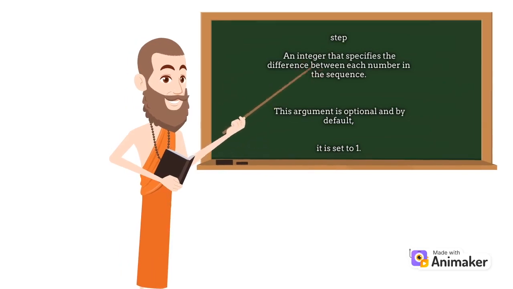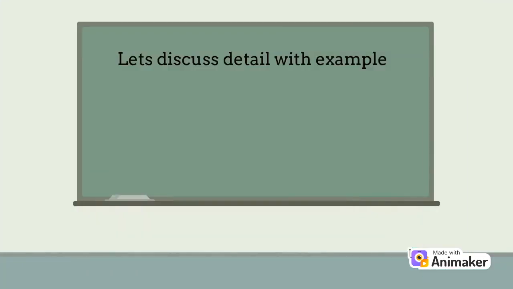This is the third and last argument, and it specifies the difference between each number in the sequence. That's why its name is step. How much of a step, or difference, do you want to see? Let's discuss it in detail with an example.